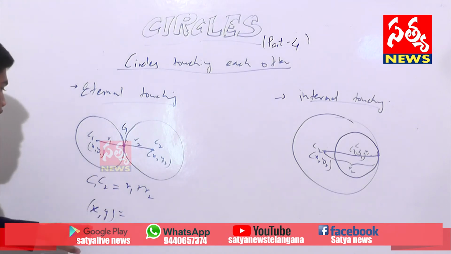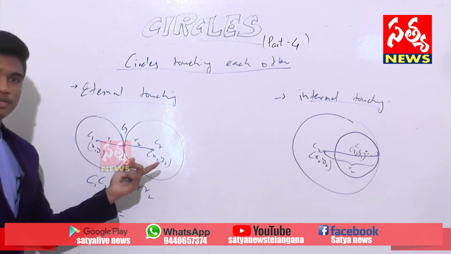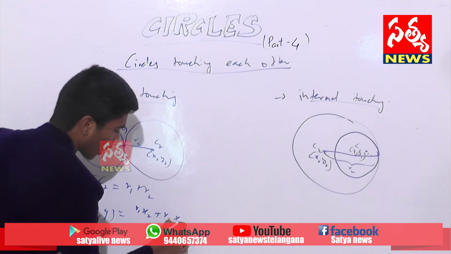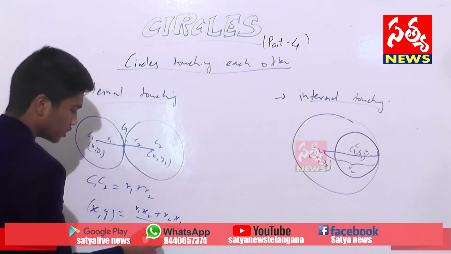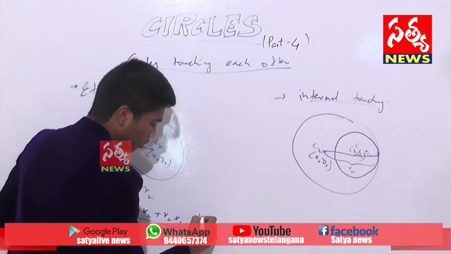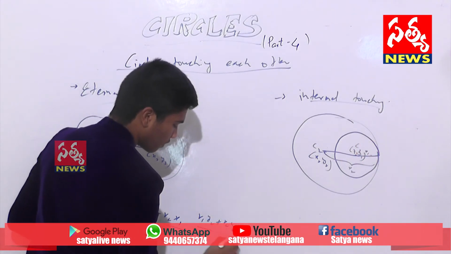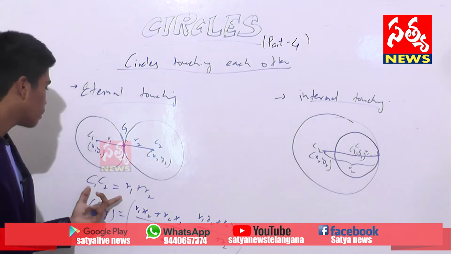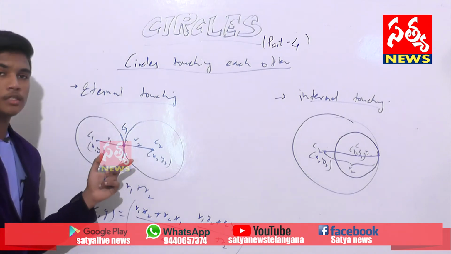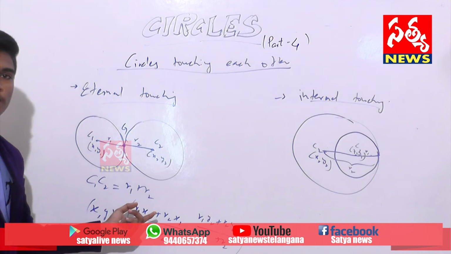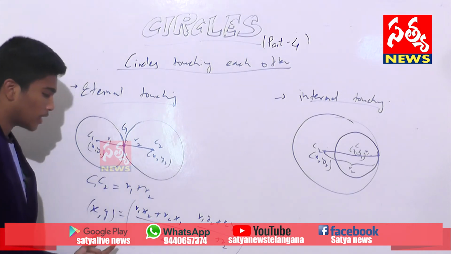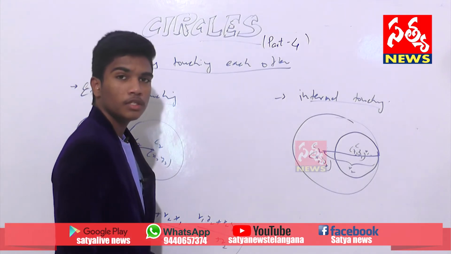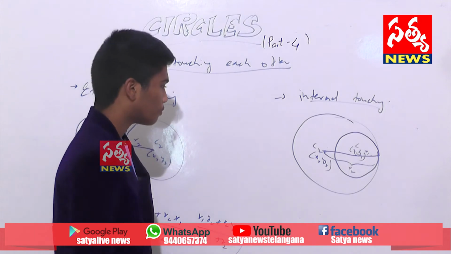For finding this point, simply we can use the section formula, which is R1 x2 plus R2 x1 by R1 plus R2. This is for the x coordinate, and similarly for the y coordinate, R1 y2 plus R2 y1 by R1 plus R2. This is the condition for two circles touching externally. C1 C2 equals R1 plus R2, and the point of touching is x comma y equals R1 x2 plus R2 x1 by R1 plus R2, and the y point is R1 y2 plus R2 y1 by R1 plus R2.